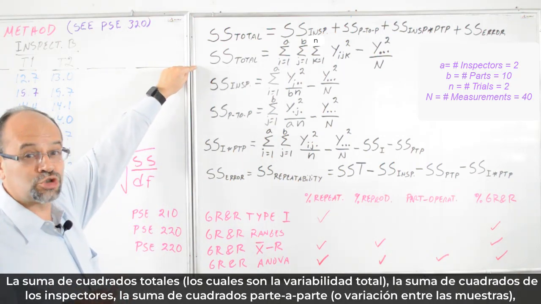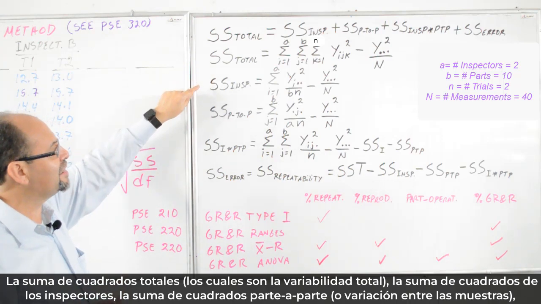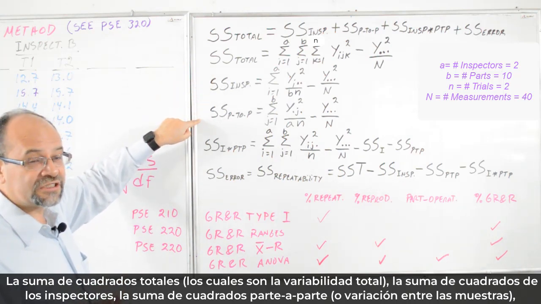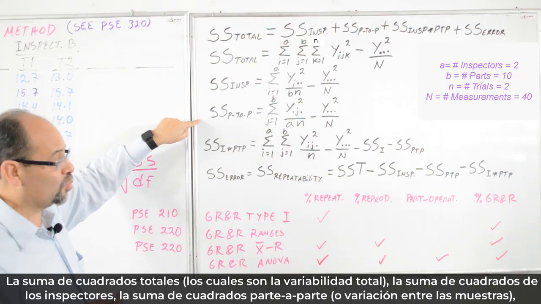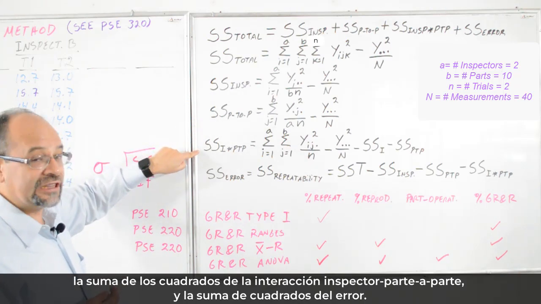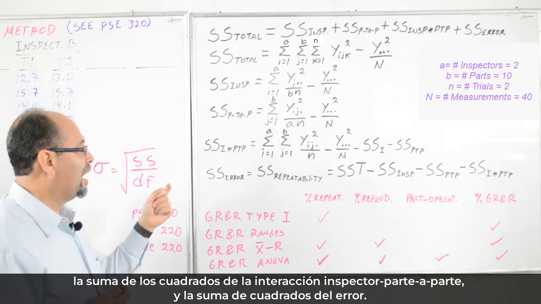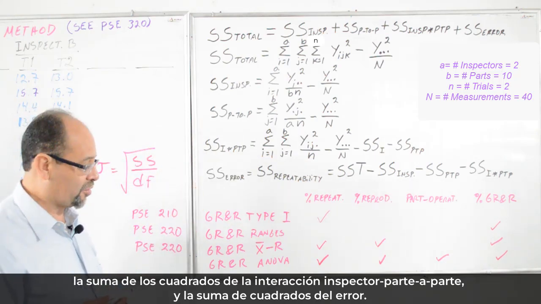But let's start first by calculating all the sums of squares for each of the components: the sum of squares total, which is the total variability, the sum of squares of the inspectors, the sum of squares part to part, which is between parts, the sum of squares of the interaction inspector part to part, and the sum of squares of the error.